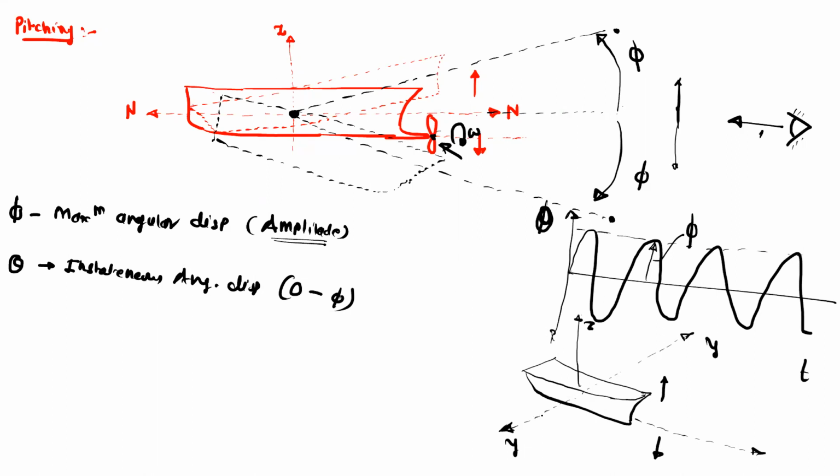So about this axis we can observe the angular displacement, the phi. For that we have to observe from this direction. So about this y-axis, we will find out the angular velocity. That angular velocity is nothing but the angular velocity of precession.